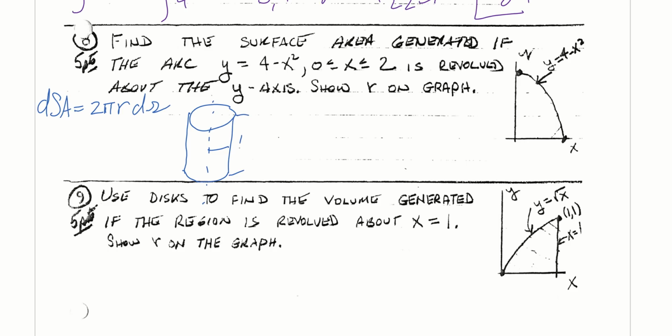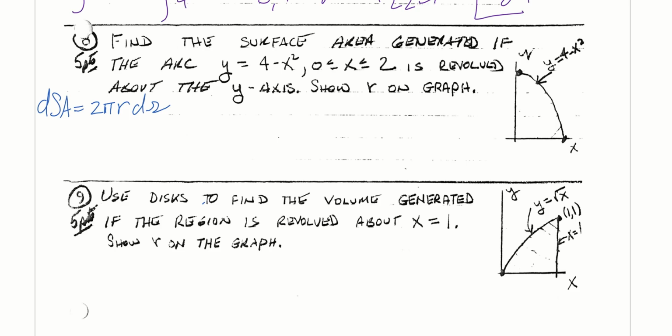This would be say 10, and we have r equal to 1, and we're able to figure out that surface area really easy. It'd be 2 pi times 1 times your length ds, which is 10. But we don't have that. We have a varying length, or a curved length, which means we have a varying ds. So we need to find the surface area generated if the arc y equals 4 minus x squared from 0 to 2 is revolved about the y-axis.